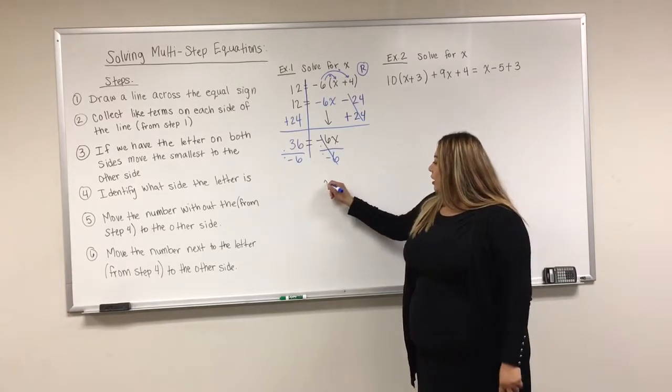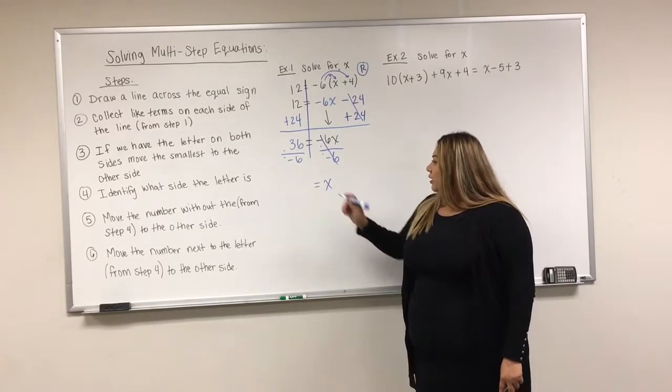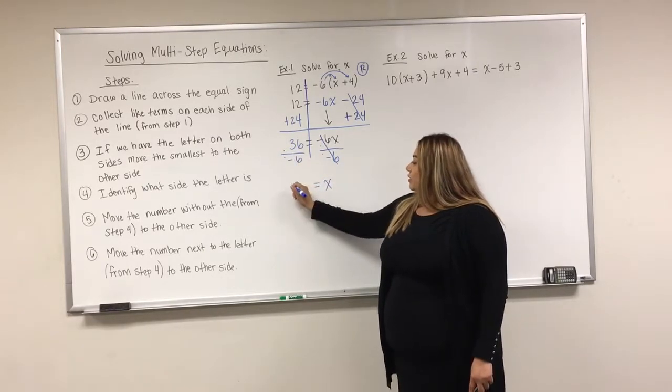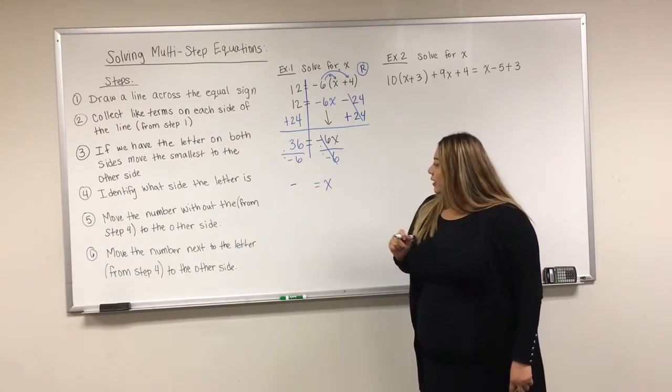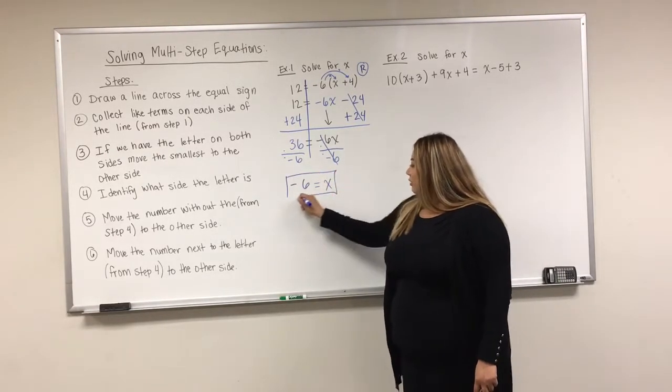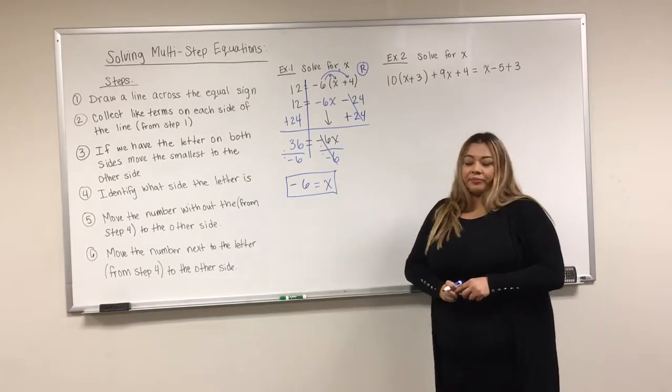These are going to cancel, and we get x equals 36 divided by -6. A positive divided by a negative is going to be a negative, and then 36 divided by 6 will be 6. So x equals -6 for example number 1.